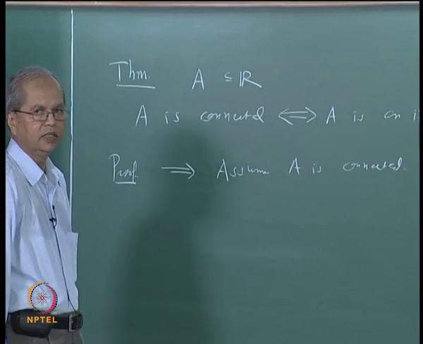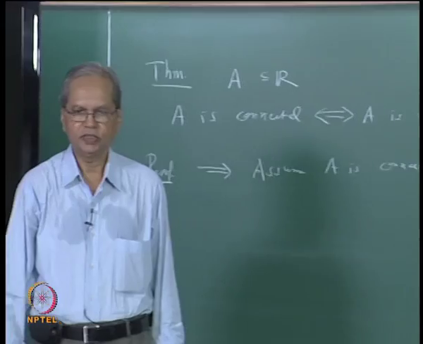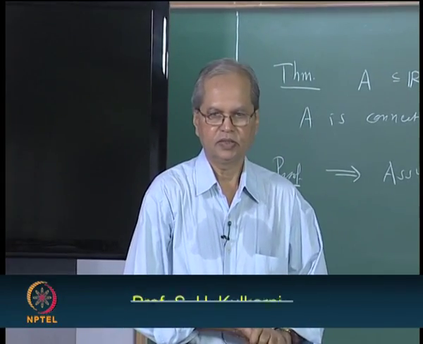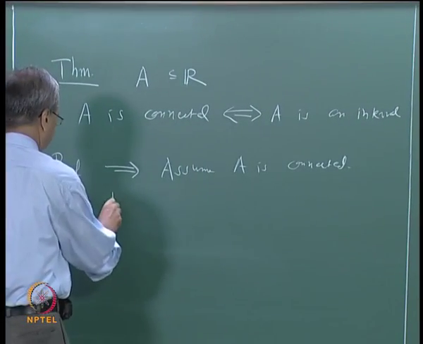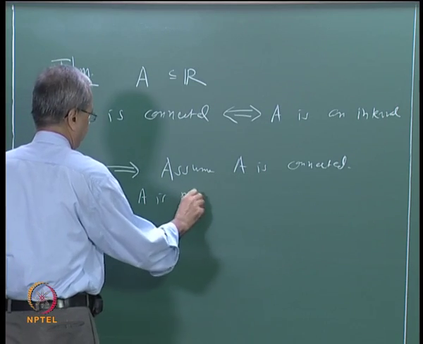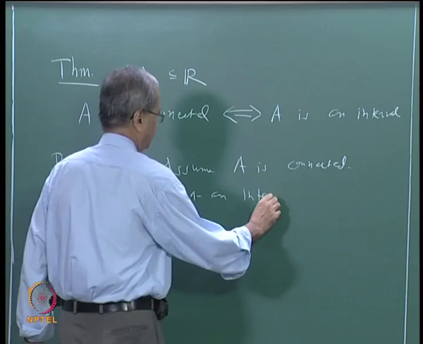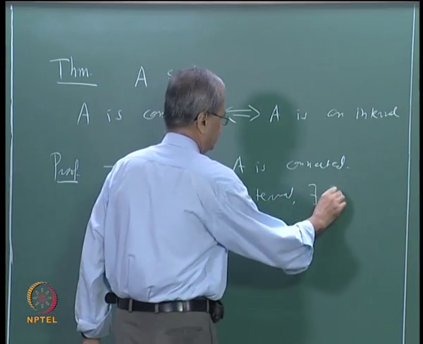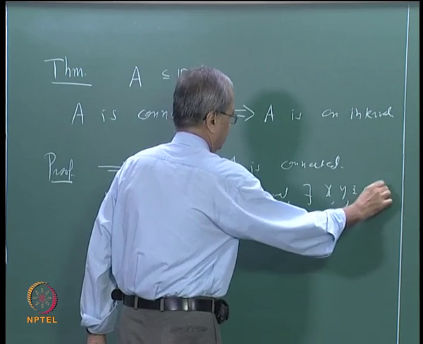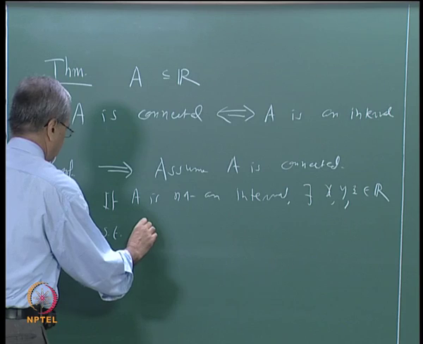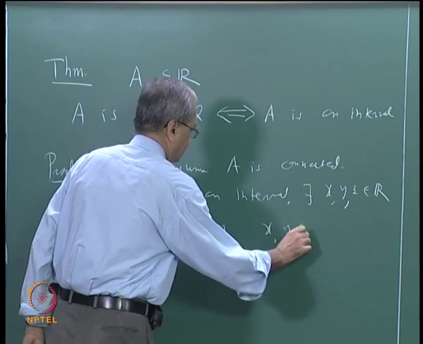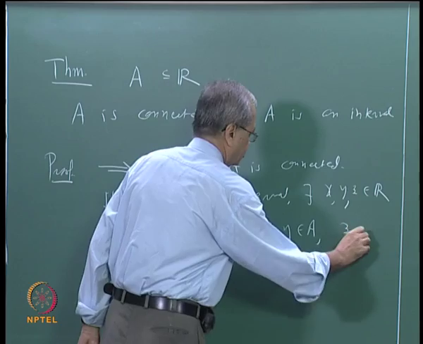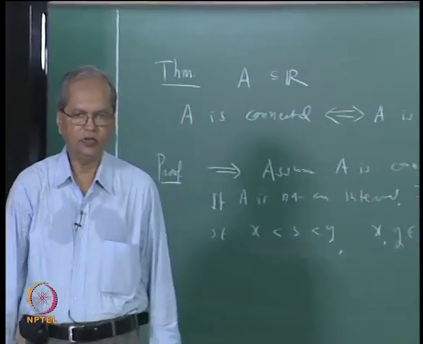Now as we have seen, if A is not an interval, then there should exist three numbers x, y and z such that x less than z less than y, and x and y belong to A but z does not belong to A. That is the meaning of saying that A is not an interval.